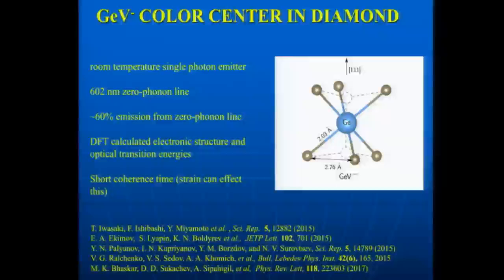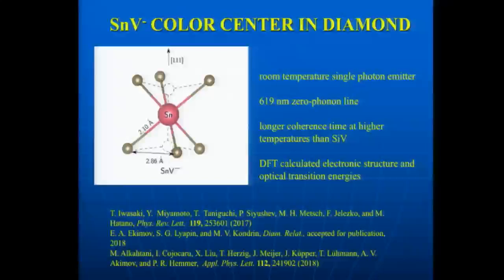Now, there's a lot of work in the group of Misha Lukin and Marko Lončar in trying to solve that problem by putting strain on these systems to change the electronic structure of these particular color centers. Quite recently, about a year ago, Iwasaki and his group in Japan were able to fabricate a color center using tin. And the nice thing about this breakthrough is that the tin vacancy has a much longer coherence time at room temperature than the silicon vacancy. So this makes it ripe for lots of application in device physics.